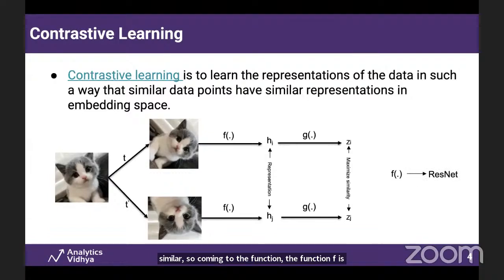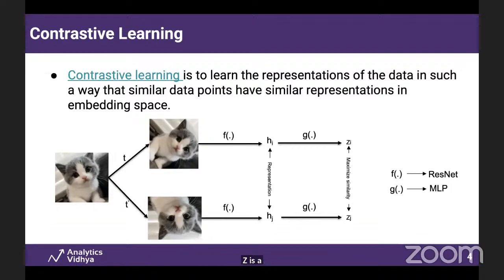Coming to the function f, it is nothing but a ResNet. I guess most of you might know about this. This ResNet is used to train our classification models. It gives certain embeddings for us, or a kind of features. So function f is a ResNet, and function z is an MLP, which is a multi-layer perceptron.